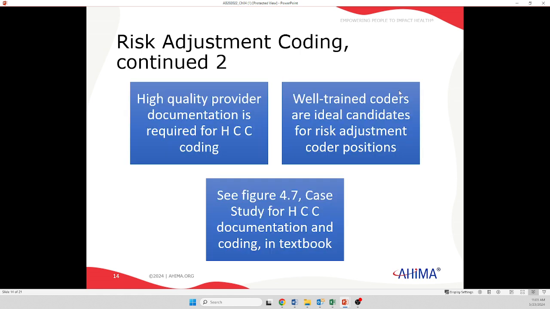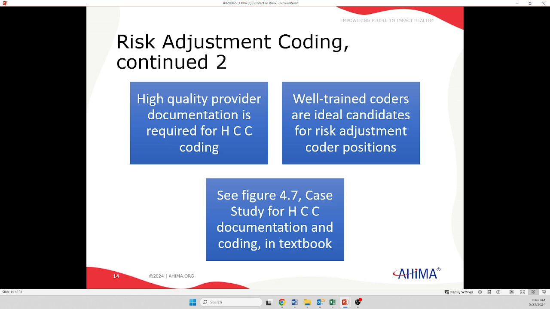Going on to our next slide. In order to have good codes, you have to have high quality provider documentation and well-trained coders. These are needed to make sure that we're pulling out the correct CM codes so that we can then do our HCC documentation. So there's a lot of education that needs to go on, and then there's a lot of monitoring of that documentation. This here says figure 4.7, but it's actually 4.8.